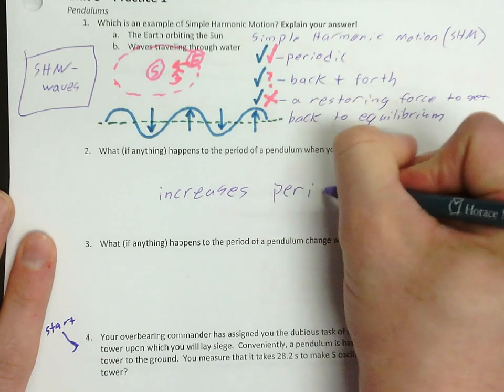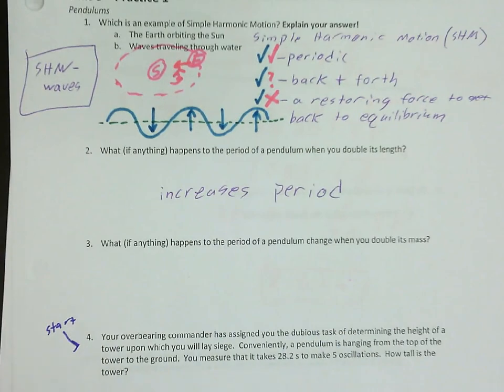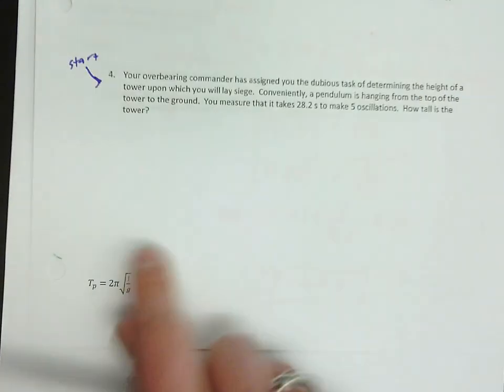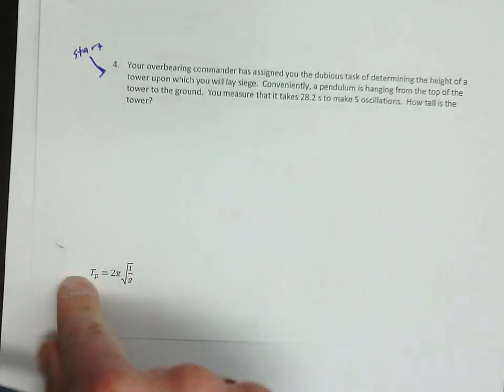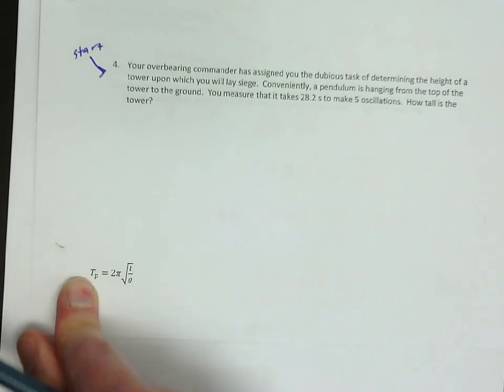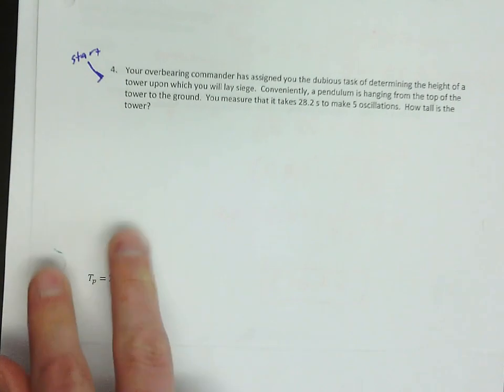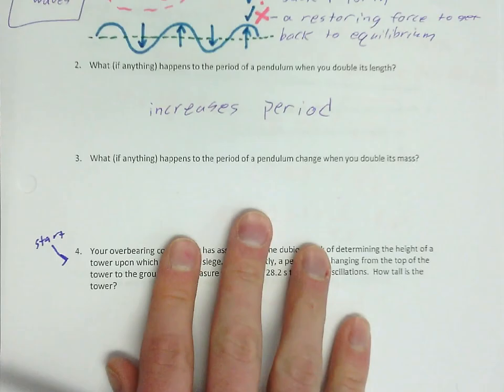If I asked for an explanation, all you'd have to tell me is either when we did the lab, increasing the length of the string made the pendulum take longer. Or you could tell me, in the equation, length is in the numerator. So if I make that number bigger, I will get a bigger answer. I'm fine with either explanation. Both explanations are good. So it's up to you. Okay? All right. What about mass?